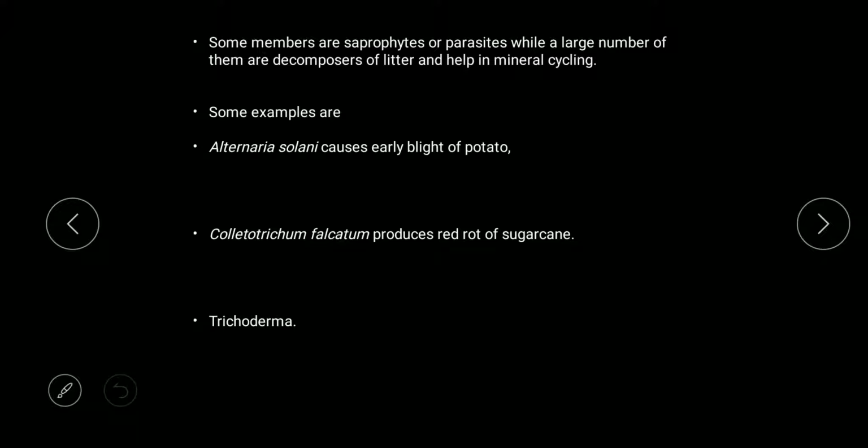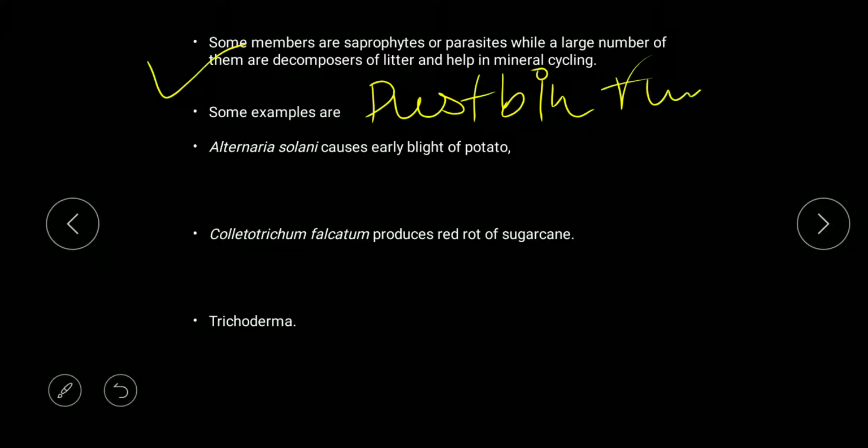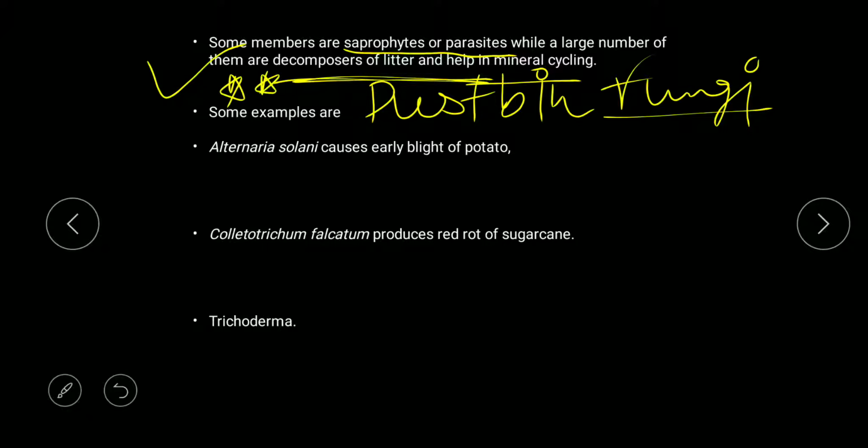Now we should talk about some points with respect to NCERT. Remember, some members of Deuteromycetes are saprophytes. Because of this we can call them dustbin fungi. Why is it known as dustbin fungi? Because some members are saprophytes and parasites, and a large number of them are decomposers of litter and help in mineral cycling. This is an important statement: a large number of them are decomposers of litter and help in mineral cycling. This point they directly ask in questions, so remember this point.